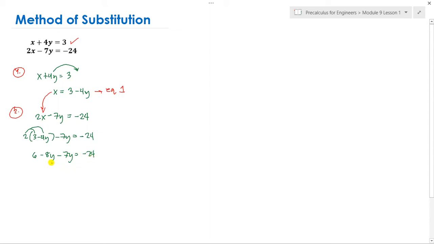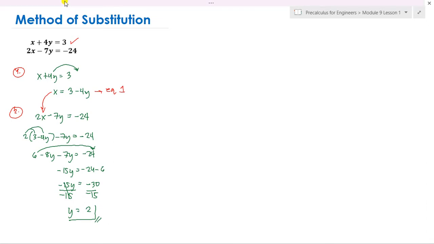Simplifying further and transposing 6 to the right side, it will now become negative 15y equals negative 24 minus 6. That would be negative 15y is equal to negative 30. Divide both sides by negative 15. Our y will become y is equal to positive 2. So therefore, this is the value of our y.